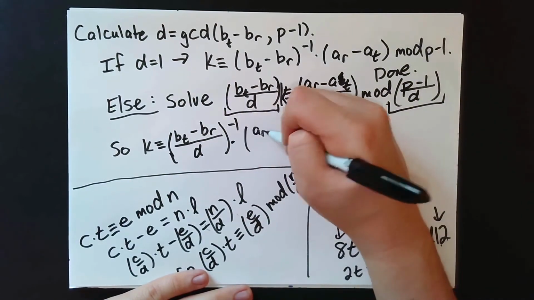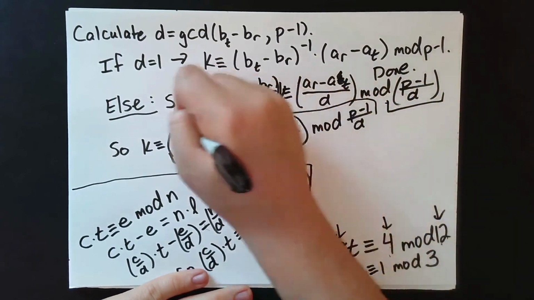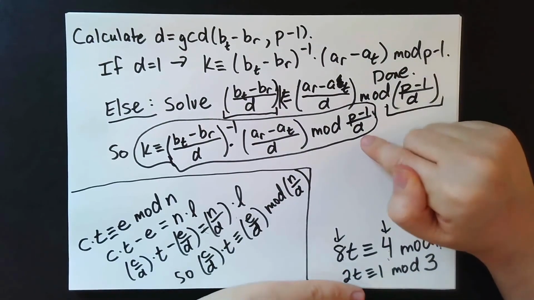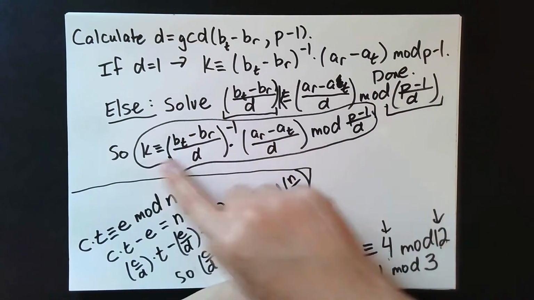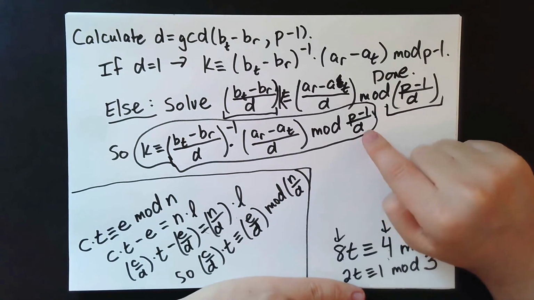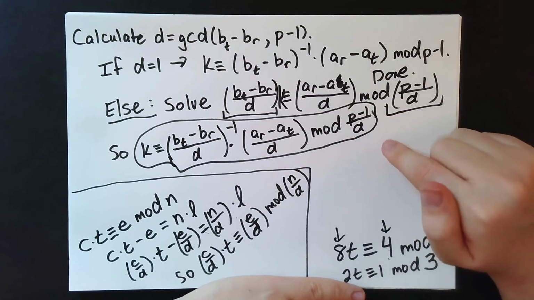And so as a result, I will have found k mod not p minus 1, but mod p minus 1 over d. Now, you might rightly complain that this is not a very good answer, because I'm supposed to actually know what k is mod p minus 1, and this is not quite that. But as long as d is small, this only leaves a few possibilities, and I can just try them.